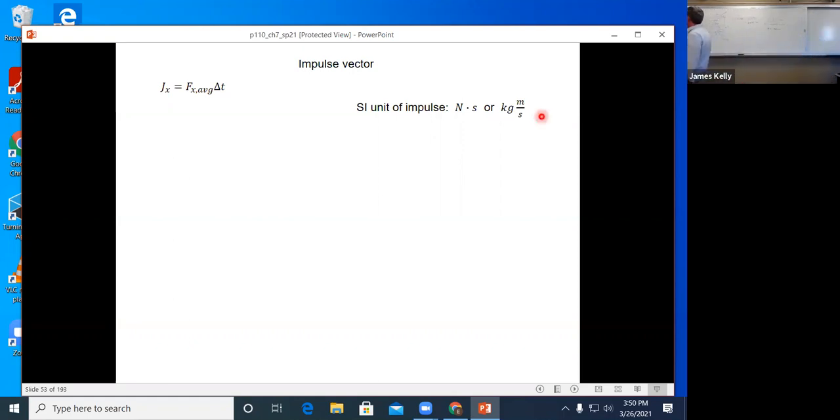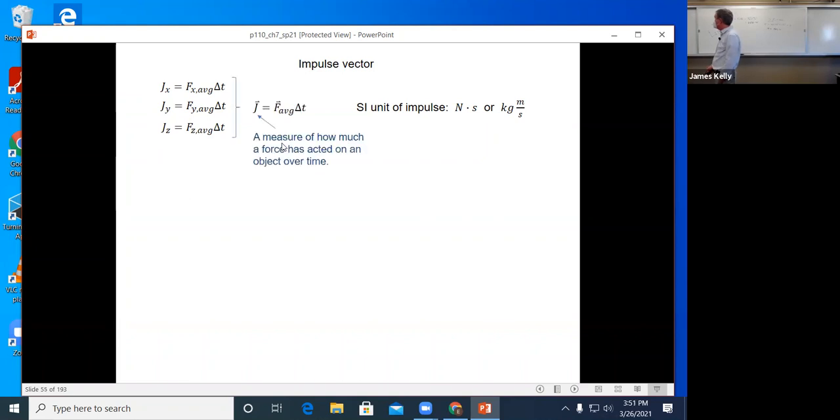Okay, now, so that's for a force being exerted along the x direction on an object. In general, a force that's being applied might have an x component and a y component and a z component. So we'd probably want to define the y component of the impulse as the y average force times delta t, and same thing for the z component of the impulse, right? Those are components of a vector that we call the impulse.